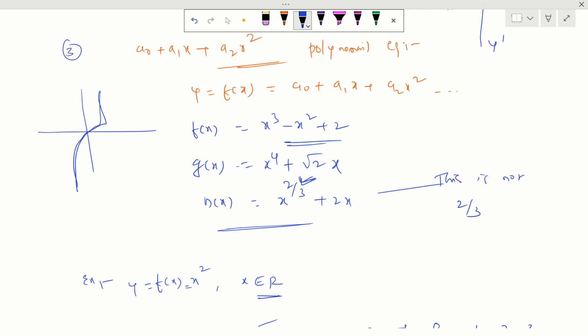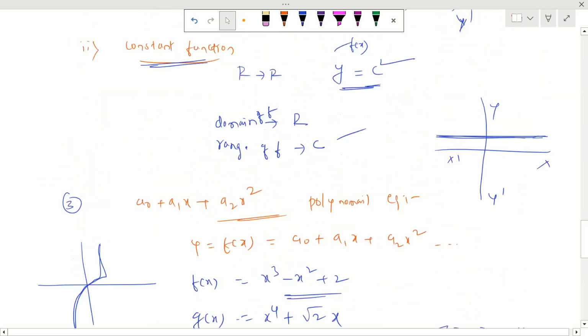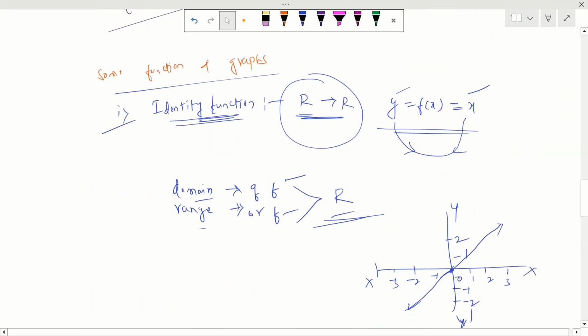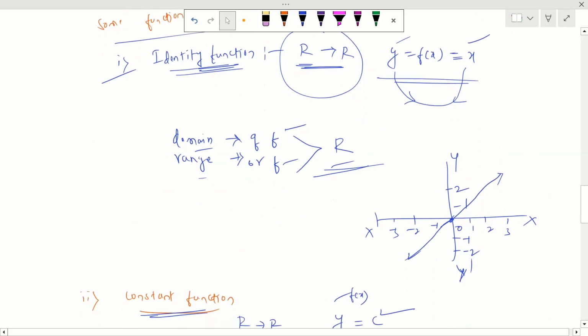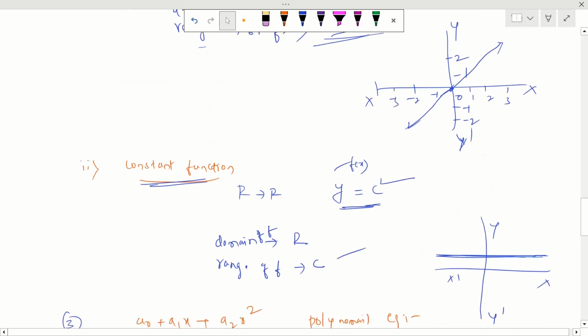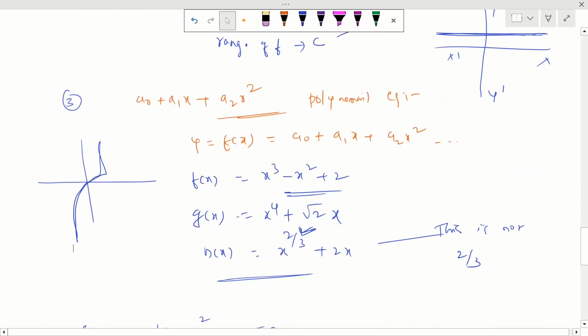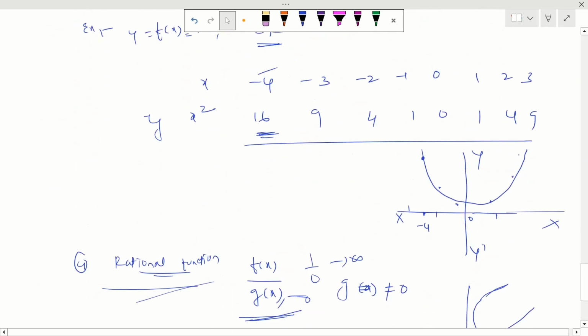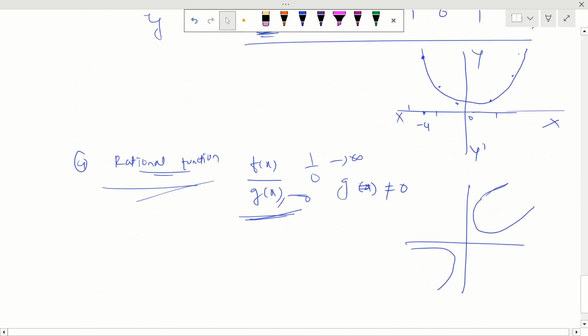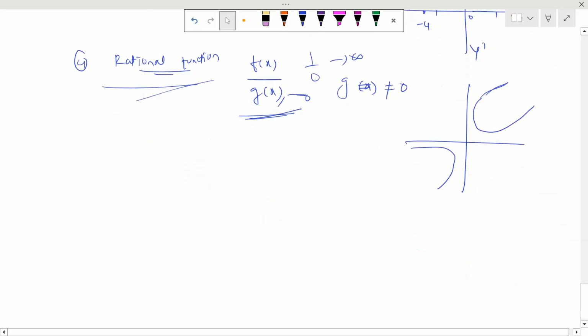Okay, just remember that. Here, in identity relations, I'm getting a straight line passing through the origin. In constant functions, the straight line will be parallel to the x-axis. In polynomial functions, we'll get a graph like this, and in rational functions, we'll get relations like this. We'll get a graph that is parabolic on both sides.